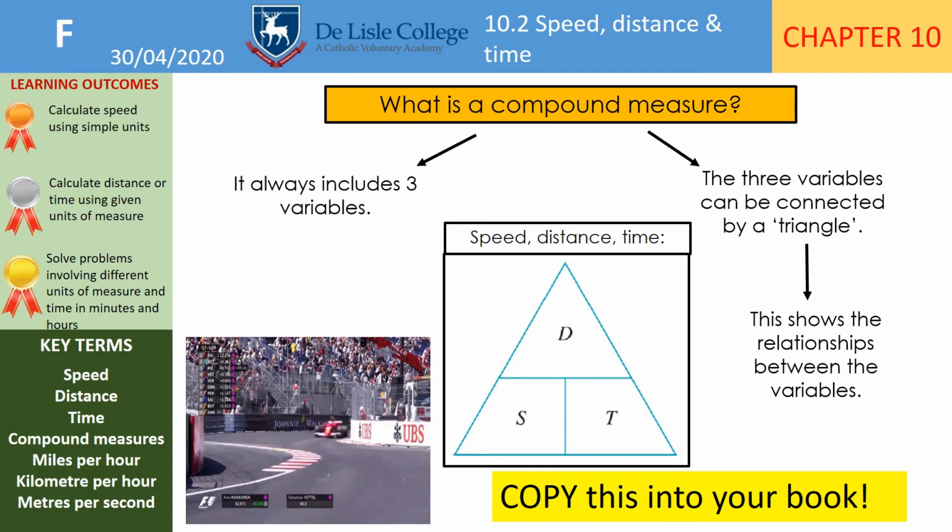Here's one that you must copy down in your book. This is the one for speed, distance and time. We have distance on the top, but I always remember it as speed, distance, time going from the left up to the top and down to the bottom. There are similar ones for pressure, force and area and density, mass and volume, but we'll come onto those later. Copy that carefully into your book.